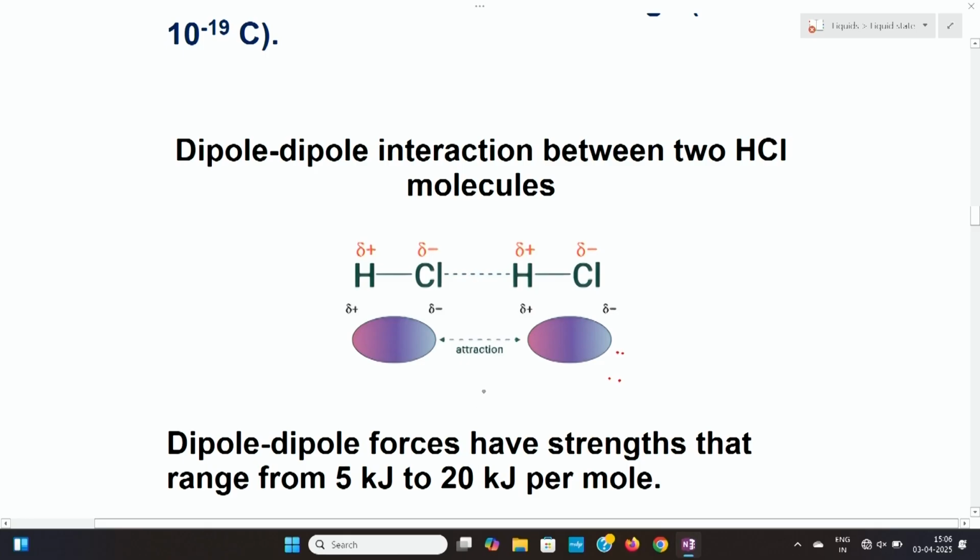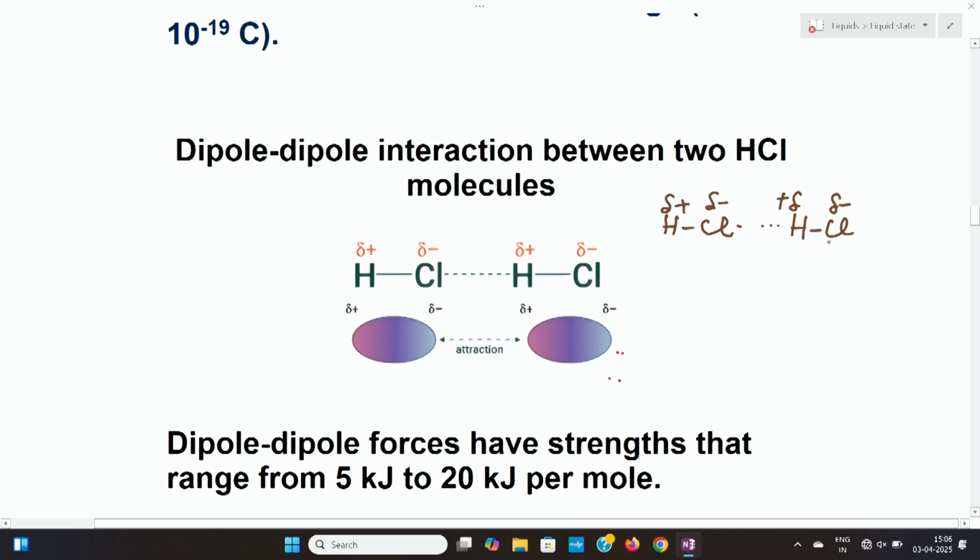Now, let us discuss how the interaction happens in molecules. Dipole-dipole interaction happens between two molecules. Here we have an example of HCl, where hydrogen has a partial positive charge and chlorine has a partial negative charge. And this molecule has a nearby hydrogen chloride, where again hydrogen has a partial positive charge and chlorine has a partial negative charge.